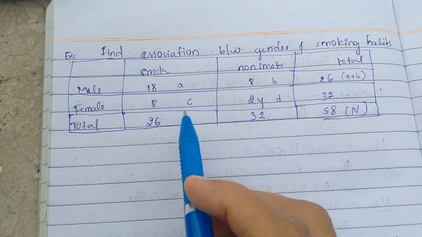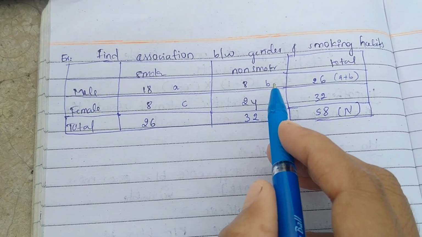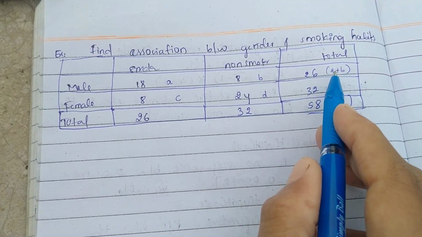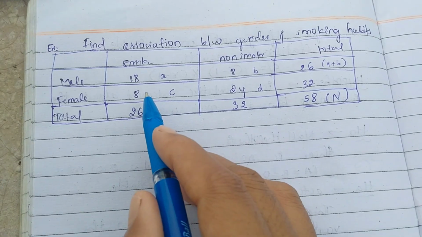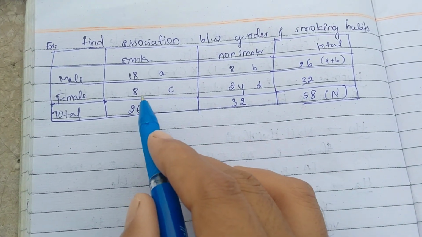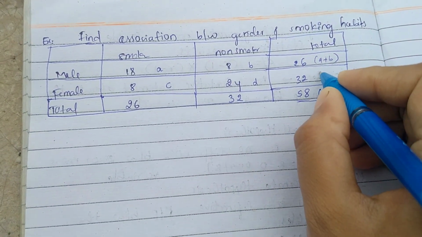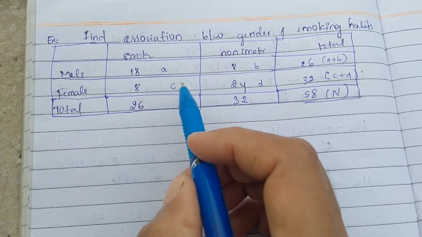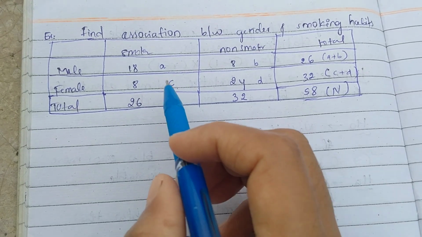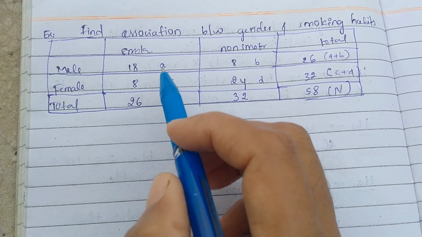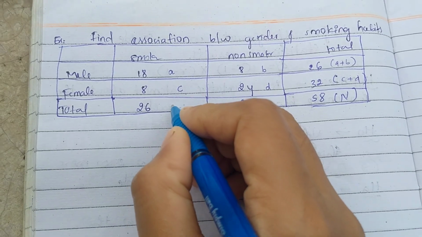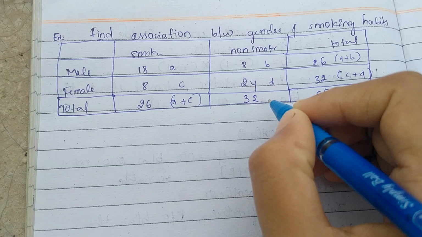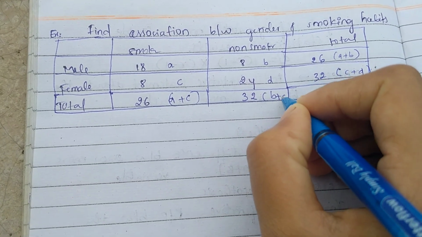We'll add a plus b: 18 plus 8 gives 26. Next we'll add c plus d: 8 plus 24 gives 32, which is c plus d. Followed by the same, we'll do a plus c, adding the male and female smoker column. Similarly, 8 plus 24 gives 32, which is b plus d.